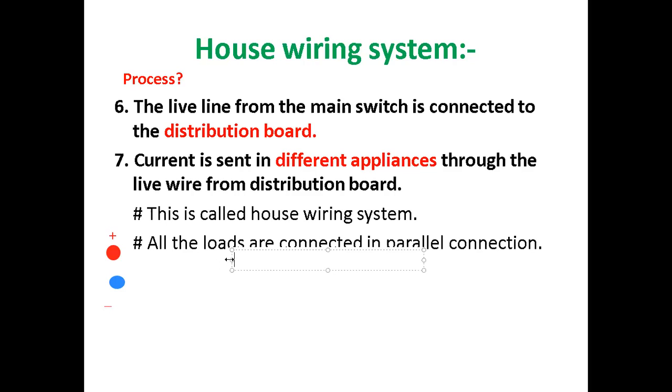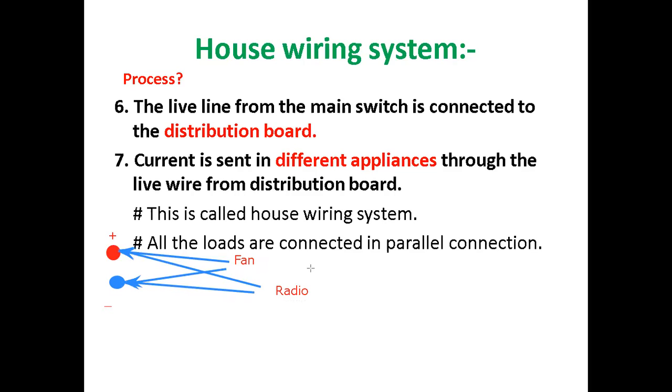From fan, one wire is connected with the phase line, and another is connected with the neutral line. Similarly, another instrument is here, for example, radio. From radio also, one wire is connected with the phase point and another wire is connected with the neutral point.